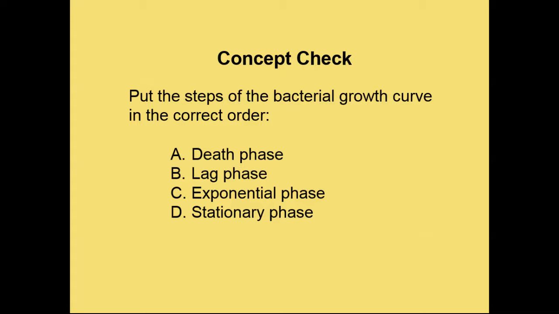So, concept check! Put the steps in order for the bacterial growth curve. So, what goes first? What goes last, and what goes in the middle, from beginning to end? If you do not remember, rewind the video, flip back in your PowerPoints. 1, 2, 3, 4, 5. The first stage is the lag phase. After the lag phase, we have the exponential or the log phase, and then we have the stationary phase, and then finally we have the death phase. So the correct answer is B, C, D, and then A.